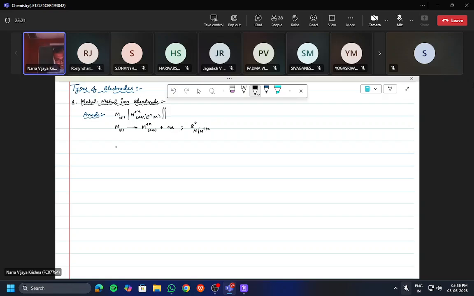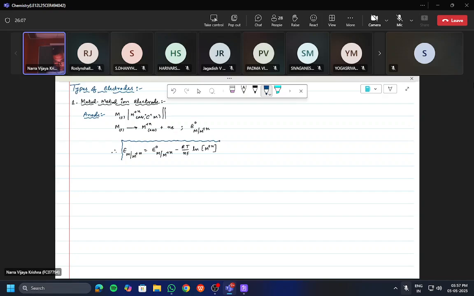Now, according to the Nernst equation, how do we write this? E of M to M plus n equals E naught of M to M plus n minus RT upon nF ln of concentration of product by reactant. What is the product concentration upon reactant concentration? 1. Correct or not? So this is the Nernst equation.